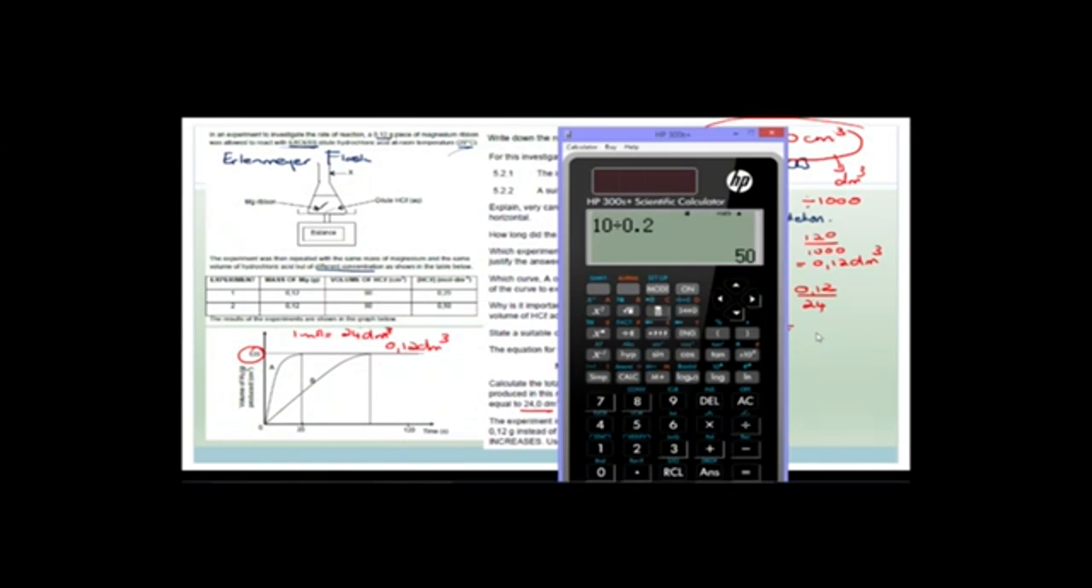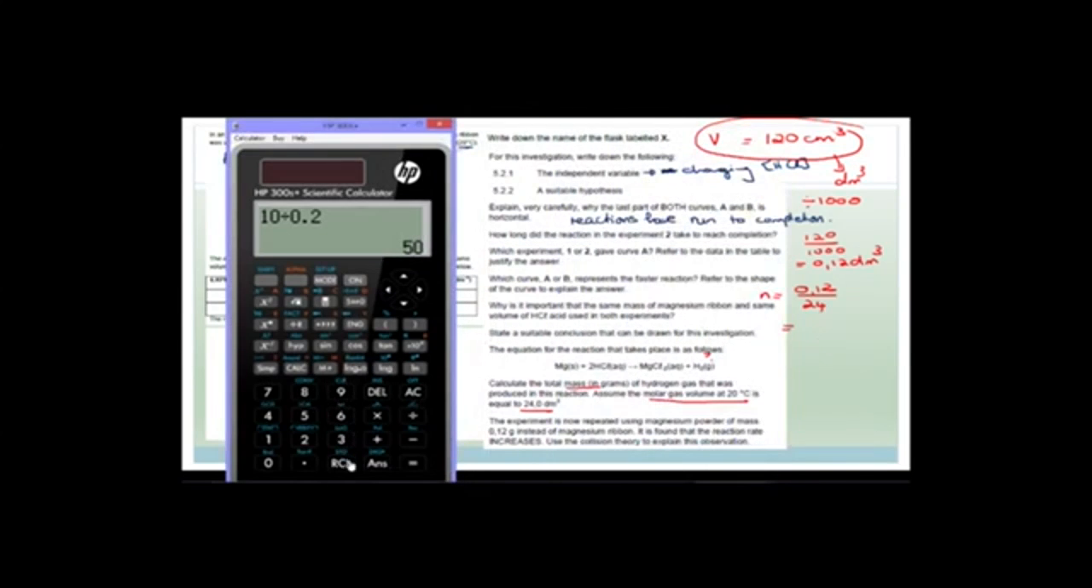Okay, and now we need our calculators. So let's get out the calculator. And do you understand why we're doing this? This is how much we produced. This is how much the volume is of 1 mole. So obviously if we take that and divide it by the 24, we get out how many moles we actually produced. So let's clear this and it becomes 0.12 divided by 24. And that becomes 0.005.